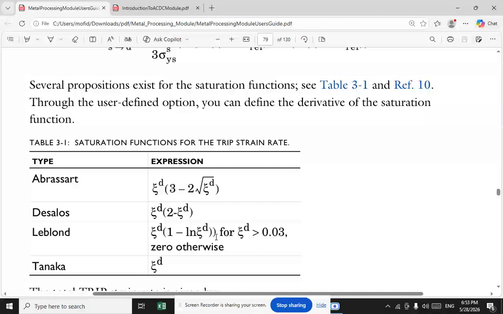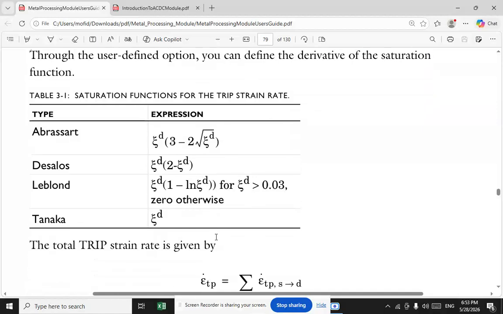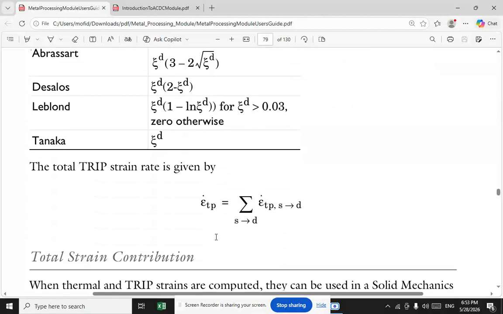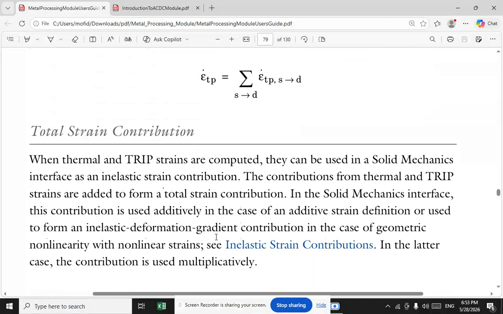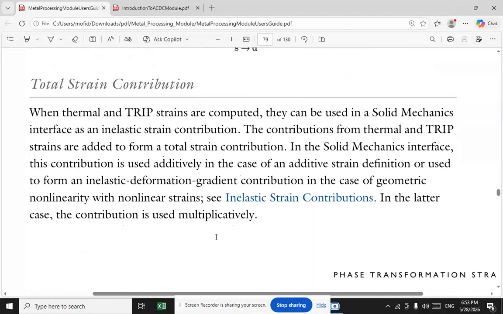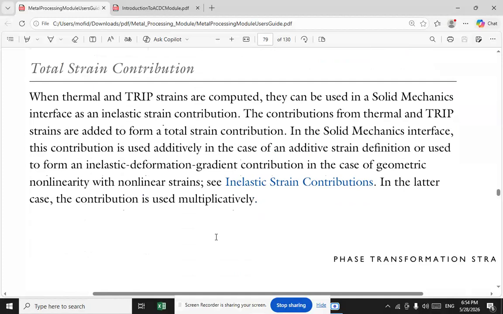Similar propositions exist for the saturation functions, table 3-1 and reference 10. Through the user-defined option, you can define the derivative of the saturation function. Table 3-1 illustrates saturation functions for the TRIP strain rate. The type is Abrasart, and the expression is such that we also have other types. The total TRIP strain rate is given by this formulation. Now I want to go through the total strain contribution.